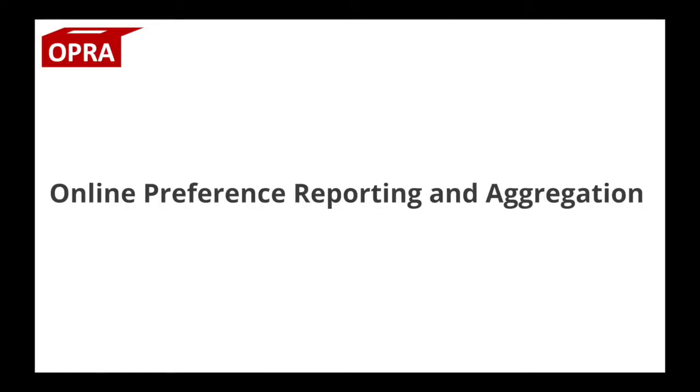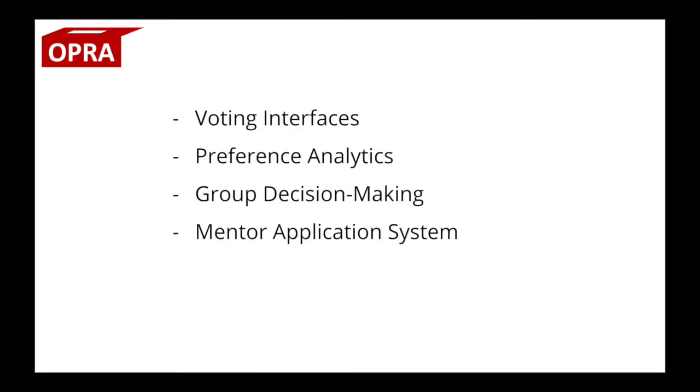OPRA, which stands for Online Preference Reporting and Aggregation, is an online open source system for group decision making. We will illustrate OPRA's distinctive features, including the voting interfaces, preference analytics, and group decision making in combinatorial domains. We will also discuss our recent work in an automatic student mentor application system.